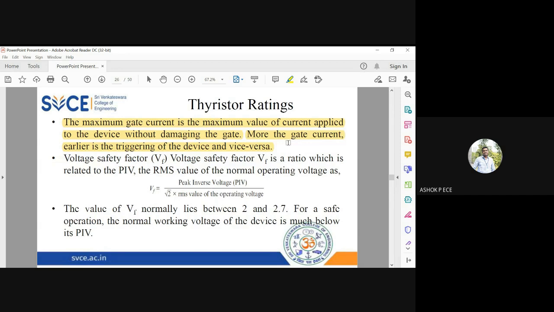When you purchase an SCR, there will be a data sheet, and the data sheet will have the values for all these currents: latching current, holding current, gate current, minimum gate current, and maximum gate current. All these will be there.